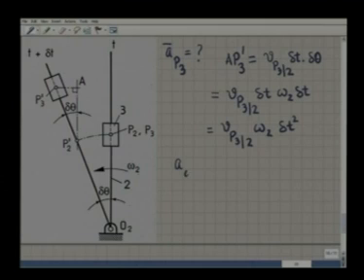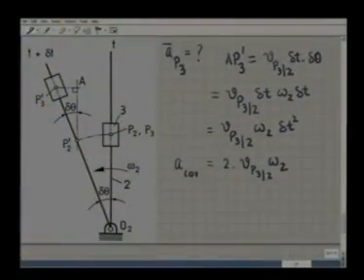A Coriolis. What is the magnitude? That is twice V P3 2 into omega 2, because with this acceleration I can cover a distance half A Coriolis into delta t squared during the time interval delta t, which gives me back this AP3 prime.